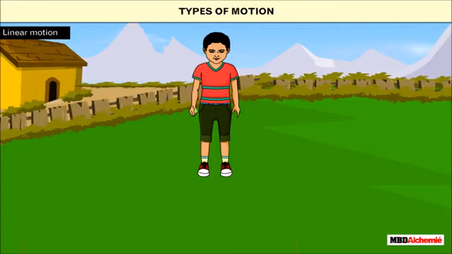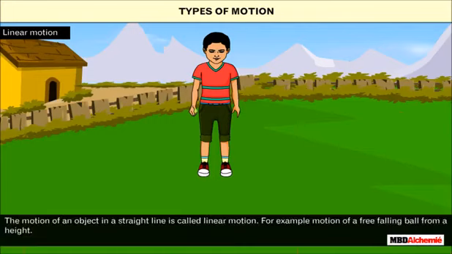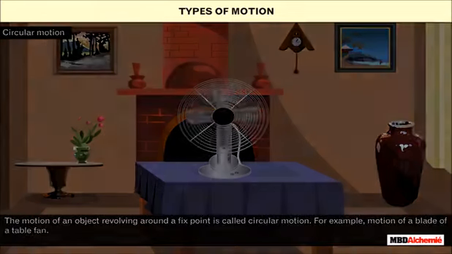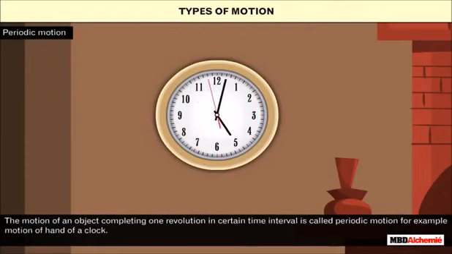Types of motion. The motion of an object in a straight line is called linear motion. For example, motion of a free-falling ball from a height. The motion of an object revolving around a fixed point is called circular motion. For example, motion of a blade of a table fan. The motion of an object completing one revolution in a certain time interval is called periodic motion. For example, motion of the hand of a clock.